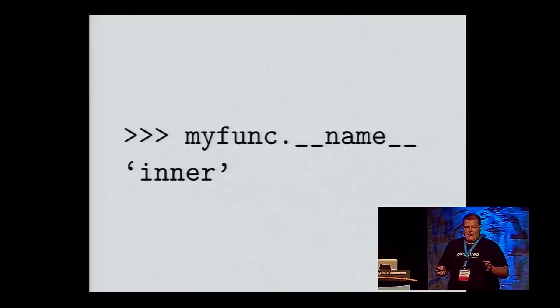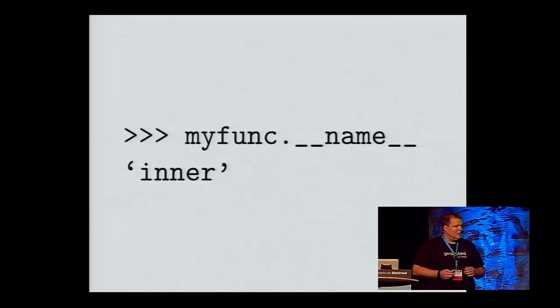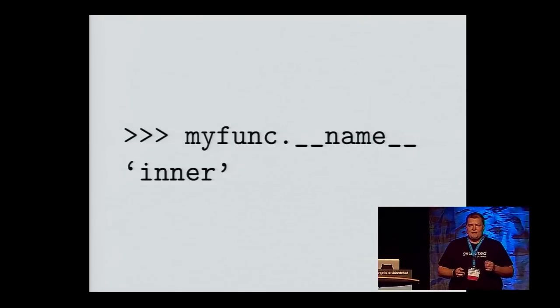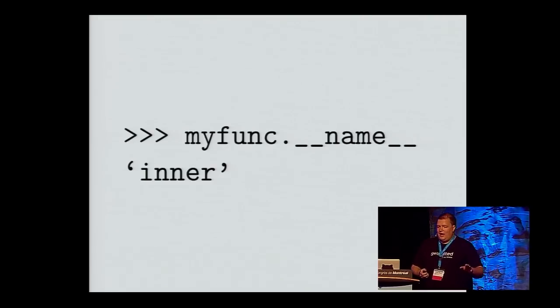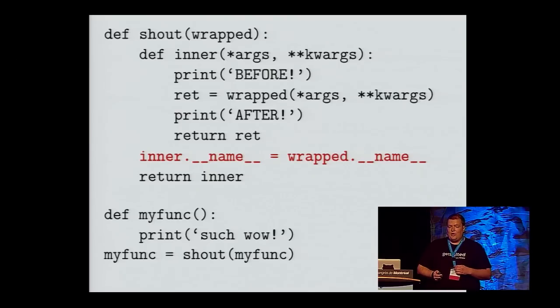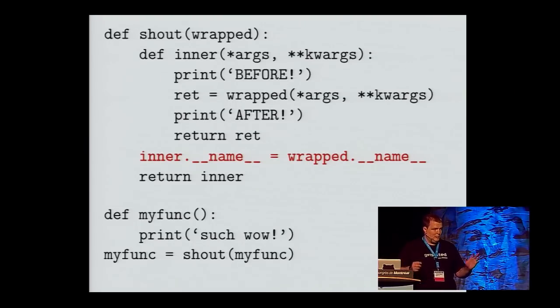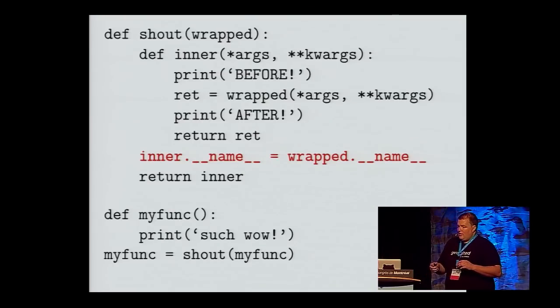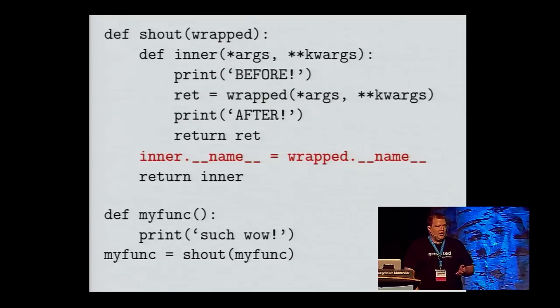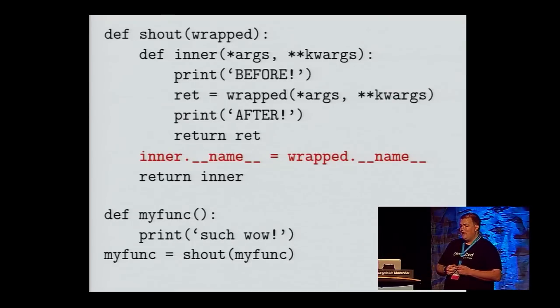The first is dunder name. If we call myfunc.__name__, we actually get inner, because myfunc is no longer myfunc. myfunc is actually the inner function that we defined inside of our decorator. And so we can solve this. After we define our inner function, we can say inner.__name__ equals wrapped.__name__. And all of a sudden, now when we call myfunc.__name__, we get myfunc. And we can also do this for __doc__ and the other attributes that we want to save.